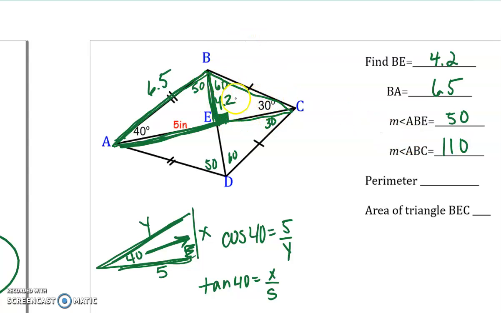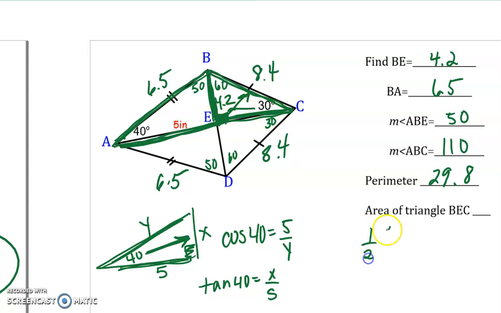Now, it is a 30, 60, 90, so in theory, I know this is 8.4 because if across from 30 is 4.2, across from 90 is 8.4. So I know that's 8.4 and 6.5. 6.5 times 2, 8.4 times 2, 29.8.